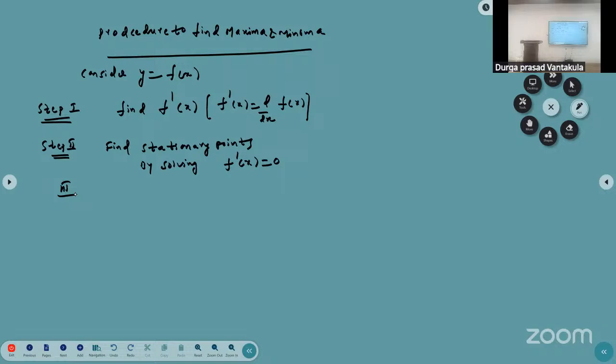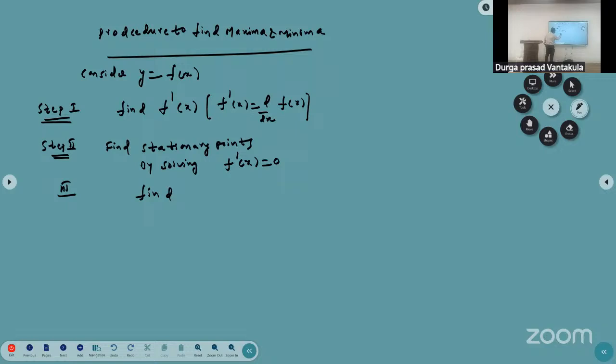What are the stationary points? Stationary points are not the points which we will find in a railway station. Will you find the stationary points in a station? No. You will find the stationary points by solving f dash of x equal to 0. Nice. Good. Step 3.